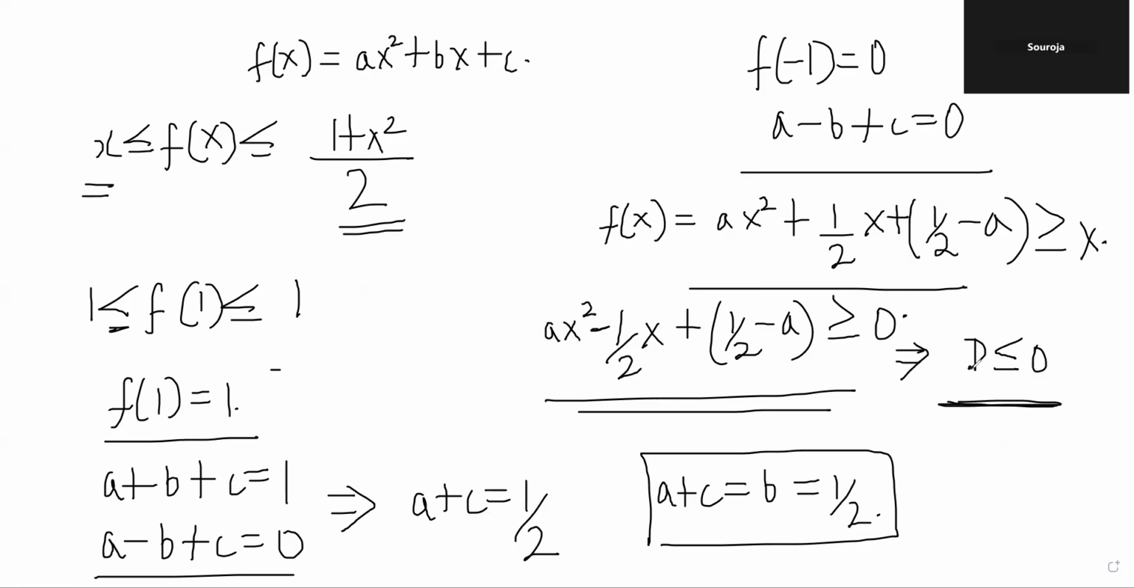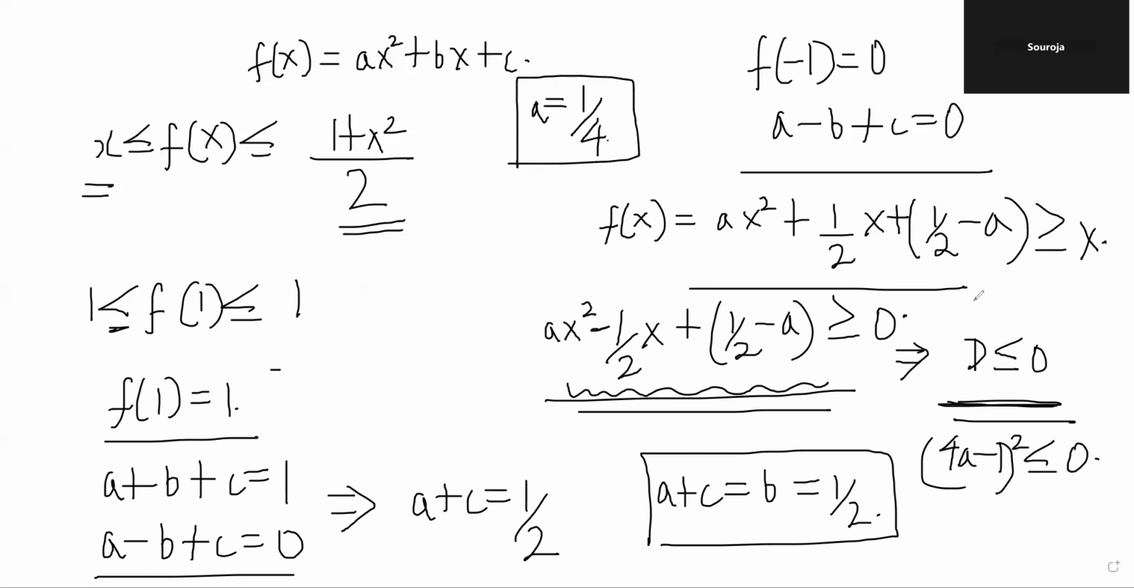I hope you are understanding the logical step here from here to here. That's what you have also got to use, right? Once you do this, you will get 4a minus 1 whole square less than equal to 0, which automatically means that a can never be anything other than 1 by 4. Because in any other case, it will be positive.